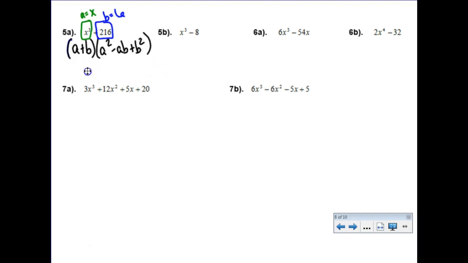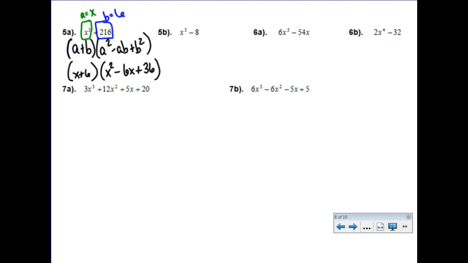So now you just fill them in. So a plus b would be x plus 6. A squared is x squared minus 6 times x. And at the end, 6 squared, better known as 36. Love the cubic pattern because once you use it, you are done. There's never further factoring once you use the cubic pattern.